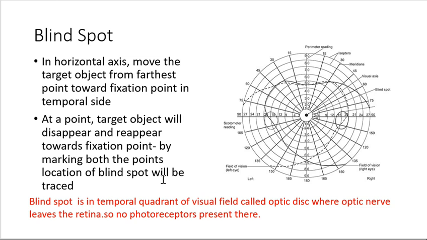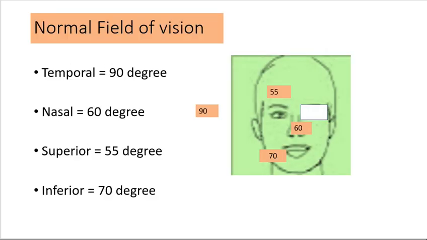Okay, what is the blind spot? The blind spot is in the temporal quadrant. It is where the optic nerve leaves the retina, so there are no photoreceptors present. That's why we don't see the object here, which is the blind spot. In viva, you can be asked what the blind spot is, how you will measure it, and basically what the region of the blind spot is, so you should be clear about it.